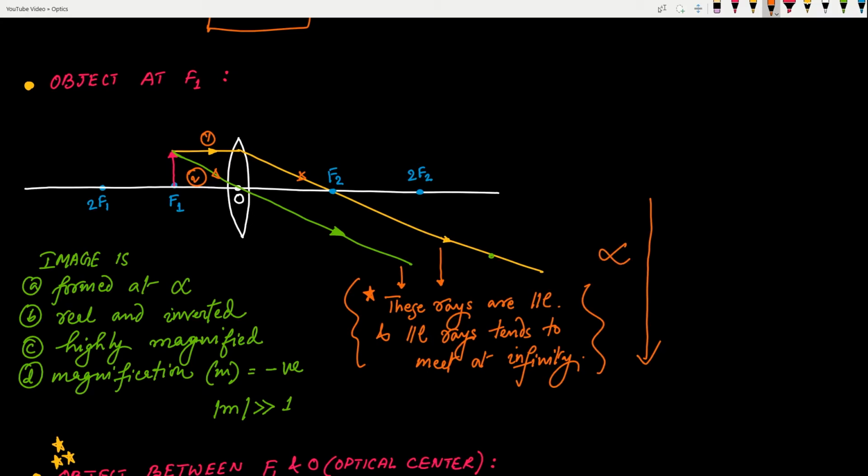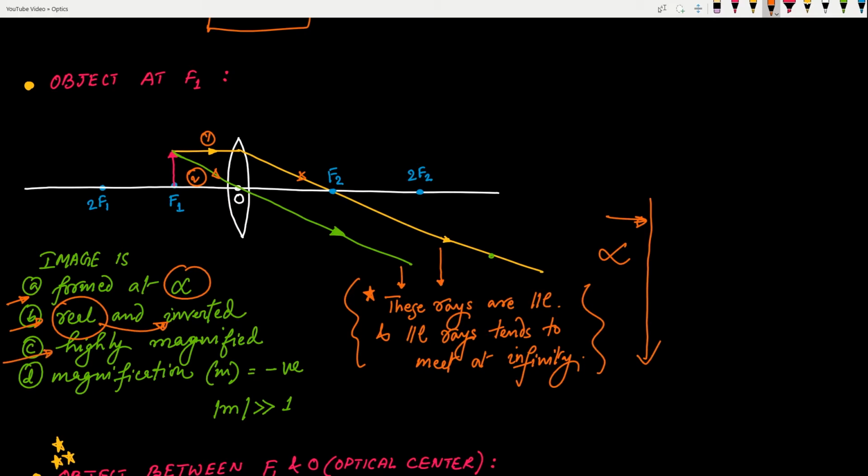Now let's look into the properties of the image that is produced. Very easy. Number 1, the image will be formed at infinity, as you can see in the ray diagram. Number 2, the image produced will be real and inverted. Why will it be real? Because the image that is produced is due to actual intersection, which is actually happening at infinity. So the image produced is due to real intersection, therefore the image produced will be real. And since the image is real, therefore it will be inverted. Simple as that.